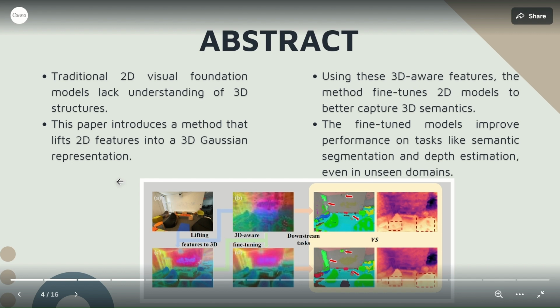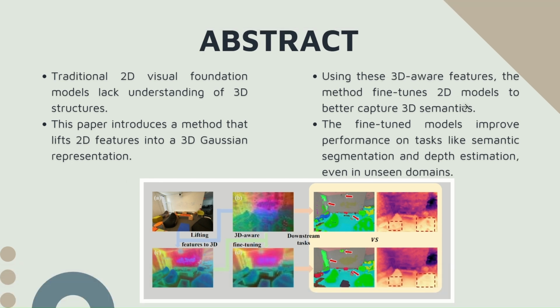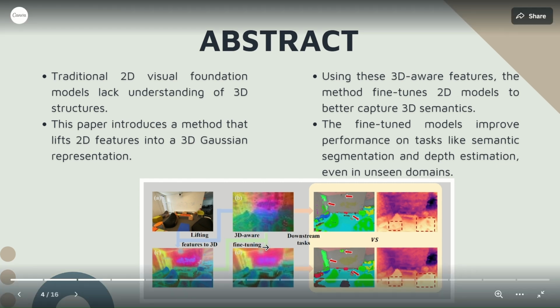Next, the paper proposes 3D aware feature fine tuning. In this step, we fine tune the original 2D model using 3D aware features. These features, now rendered from the 3D Gaussian volume, serve as a teaching signal. The 2D model learns to produce features that match the 3D rendered ones. So even though the model operates on 2D images, it learns to embed 3D semantics in its feature map.